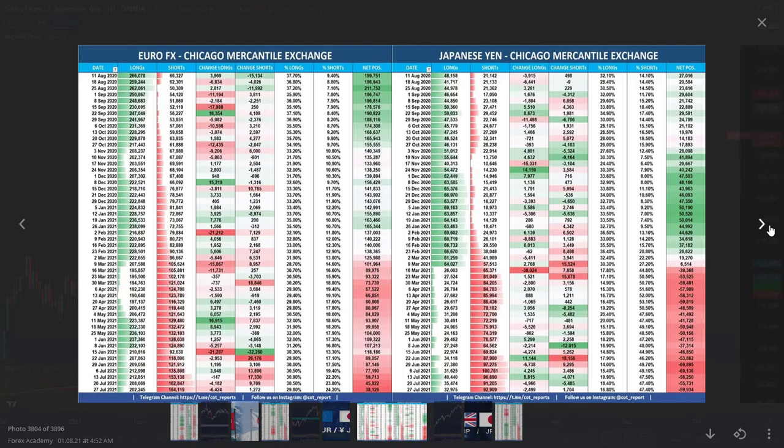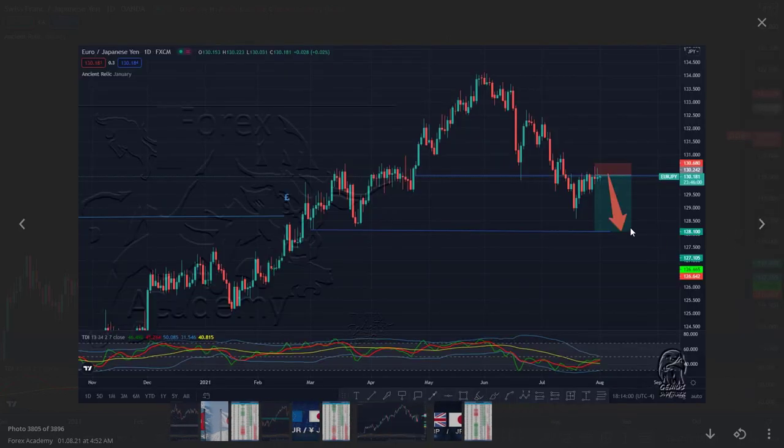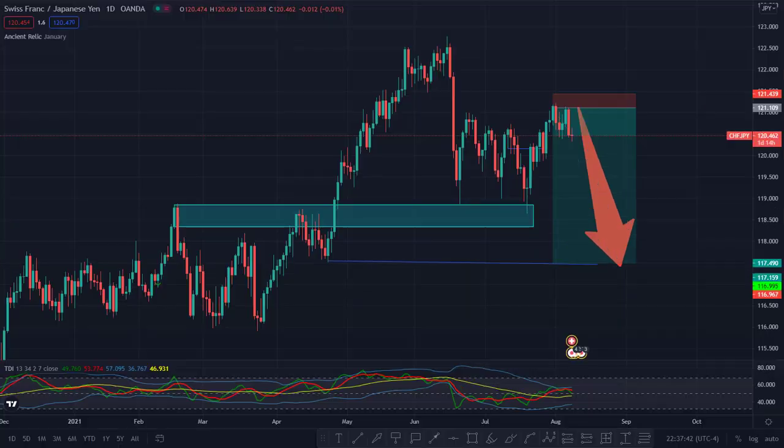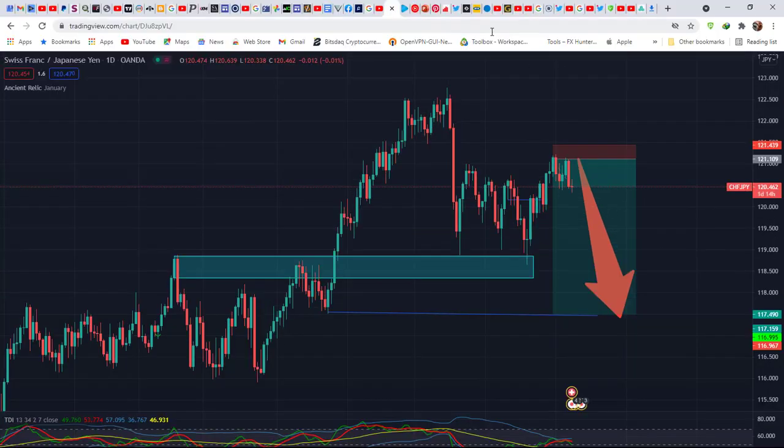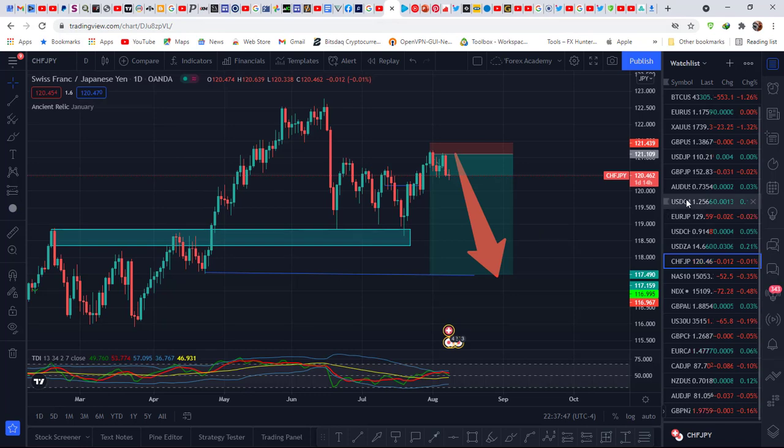Going to Euro JPY, I'm also bearish on this pair, guys, and I'm targeting these two equal lows. Once the market takes out those two equal lows, I'll be pleased. And then here we are, Euro JPY.